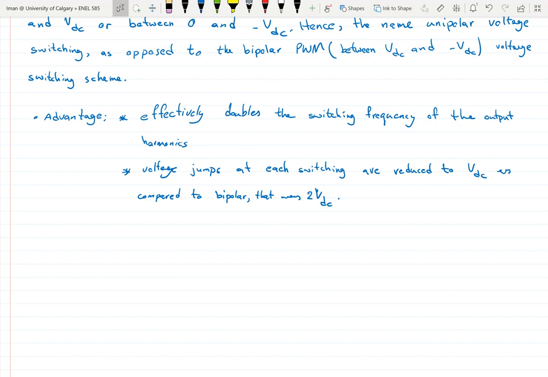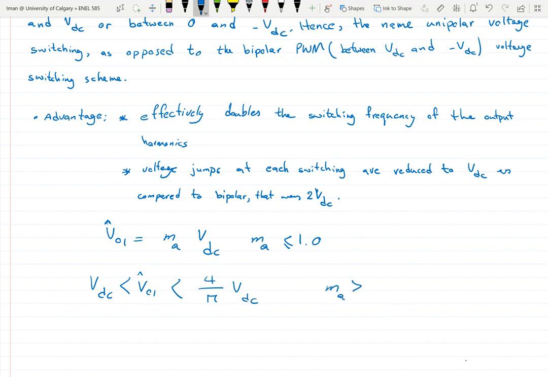Okay. So, and if we want to find the output, basically the magnitude of the first harmonic is equal to MA times VDC for MA less than or equal to 1, and Vout1 is between VDC and 4 over pi times VDC for MA greater than 1, basically over modulation. Okay, and this is it for the unipolar modulation.